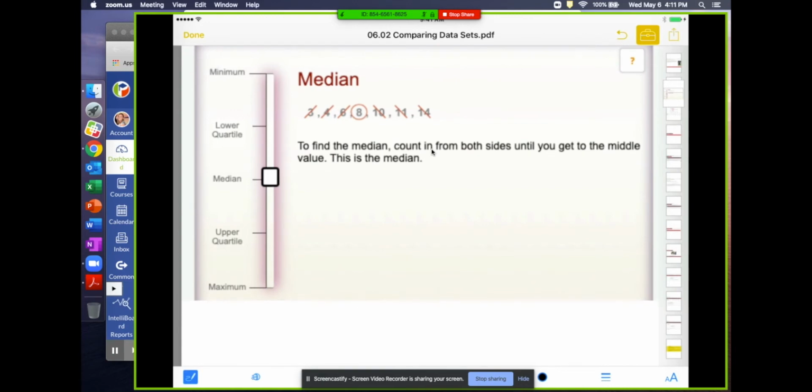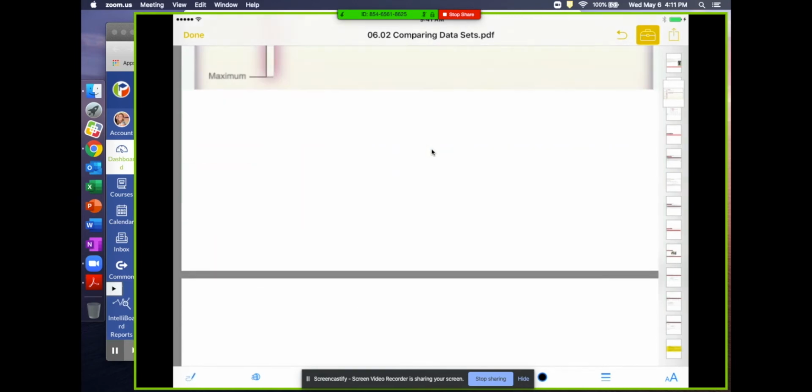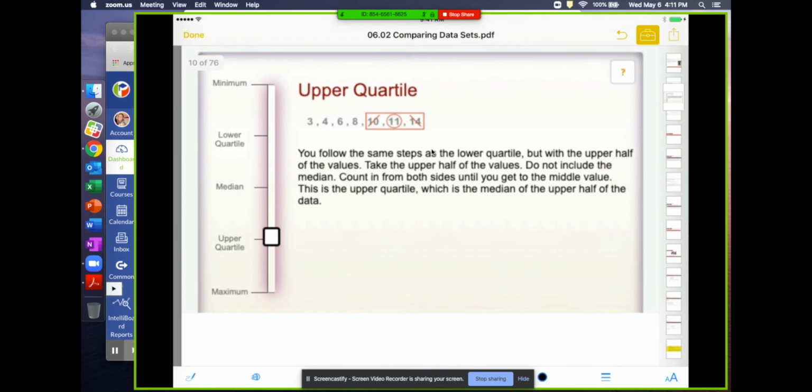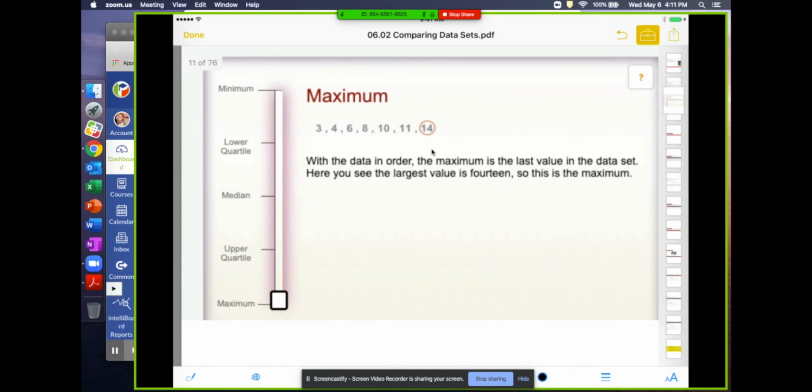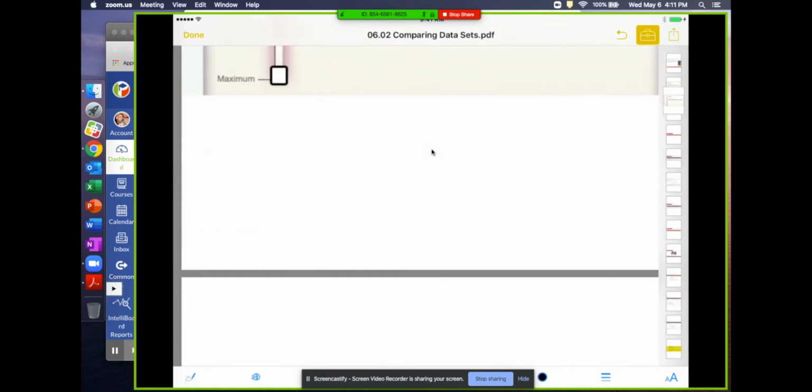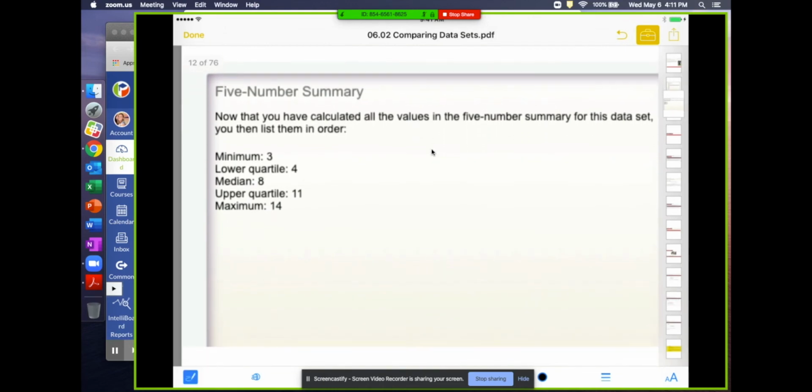The median, you should remember hopefully from middle school when you were talking about data, is just the middle. The upper quartile is going to be the upper half of the values, but it's the median of the upper half. So it's the middle of the upper half of the data. And then the maximum, self-explanatory, is the highest or largest value in your data. After we find all these values, we just put them together in a 5-number summary.